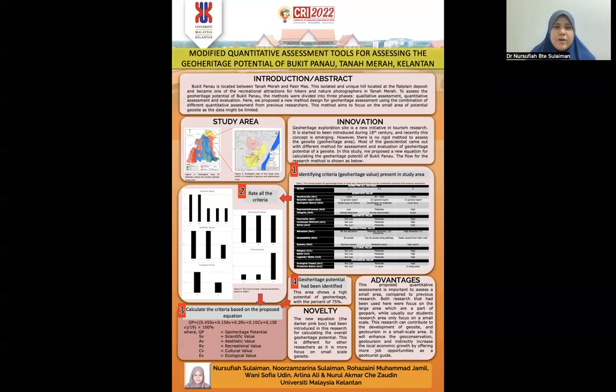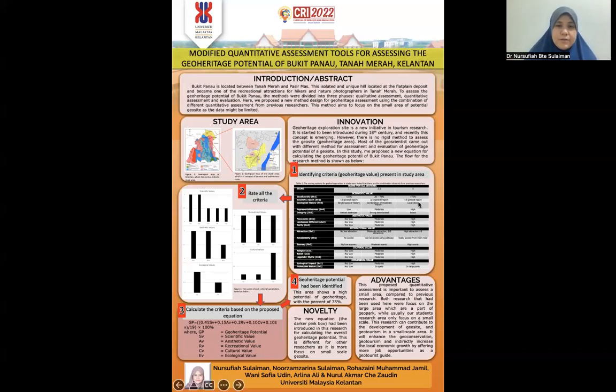That's why we came out with this idea, or this method, because we want to focus on the small scale area. For example, on Bukit Panau, only one geosite. And these criteria are a combination. There are a lot of other criteria that can be put under scientific value, aesthetic value, etc., but we only focus on the criteria that we think are really important for this small scale area.